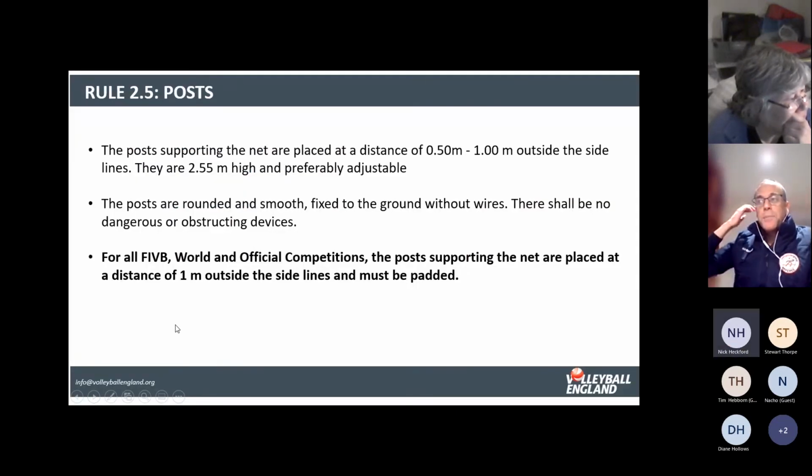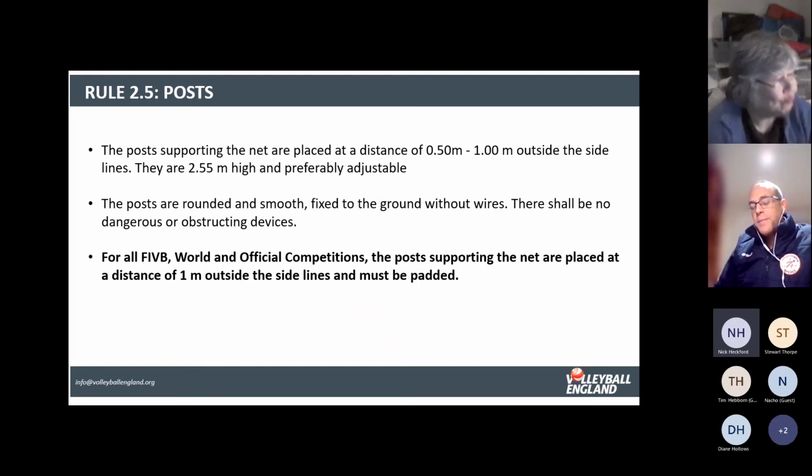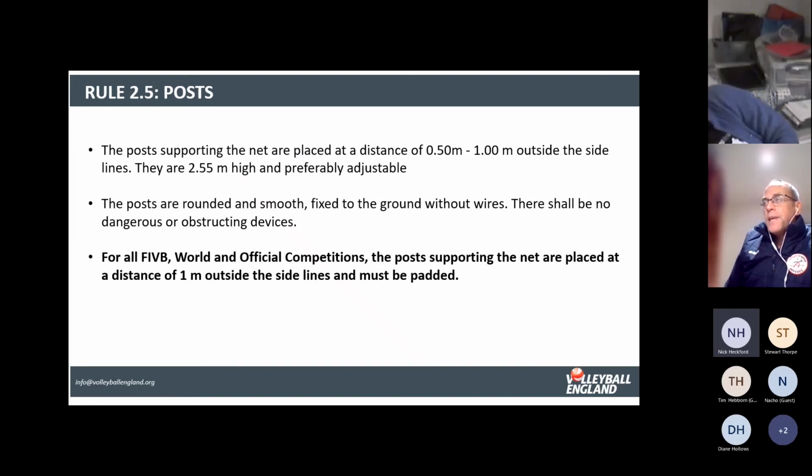Okay, the posts. So the posts are supporting the net. They're at a distance of 0.5 to 1 meters outside the sidelines, but as you said, the rules identify that we would much rather they were a meter outside, because if they're only half a meter outside and you've got a 10-meter net, then your net is essentially attached to the posts right up against the post with no gap. They are 2.55 meters high, and they're preferably adjustable.